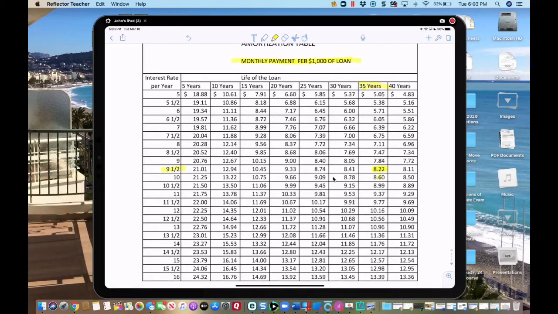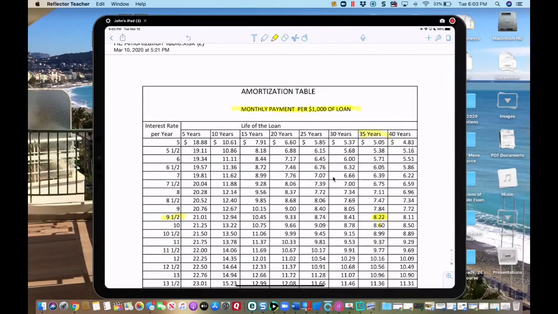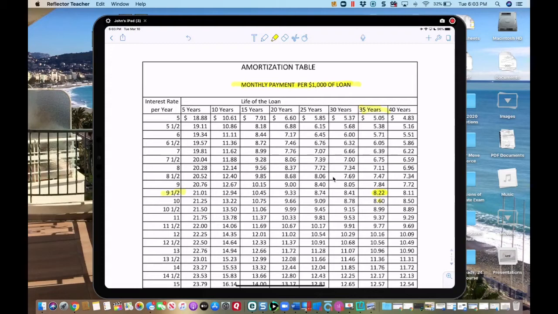Remember, you're doing these numbers off the loan amount, not the sales price, okay? This is an amortization table for the loan, not the sales price. So don't miss that. Read the questions very carefully.